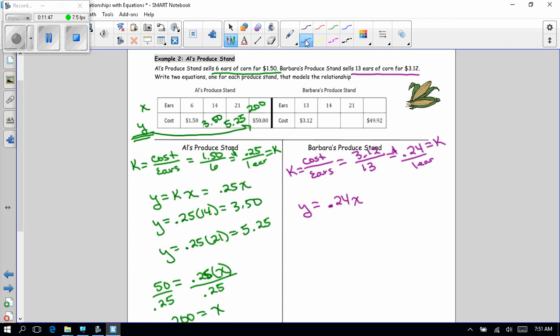All right, so we calculate Barbara's over here. You're going to buy 14 ears. So how much is it going to cost? Y is equal to 24 cents times the 14 that you have to buy, right? And we get $3.36. Just a little bit cheaper.